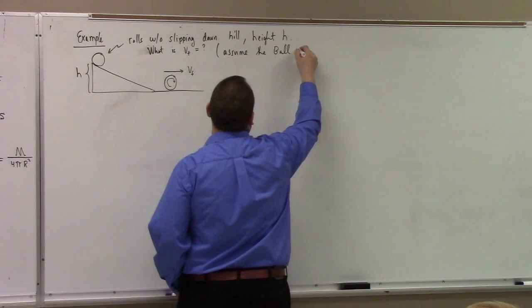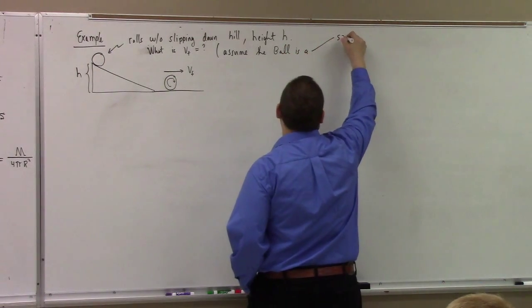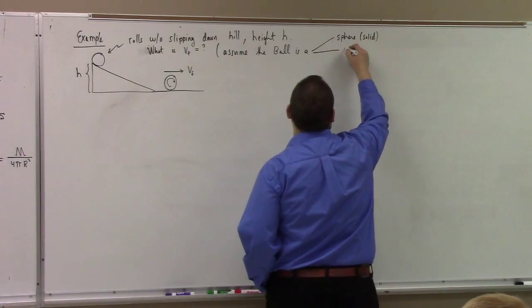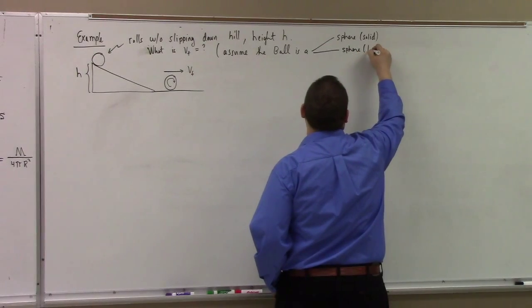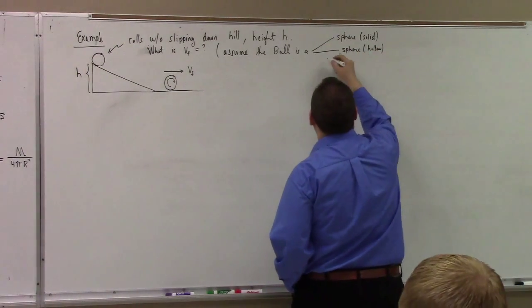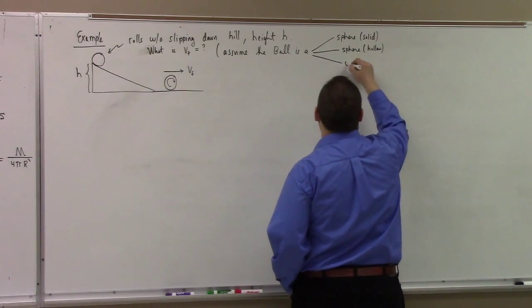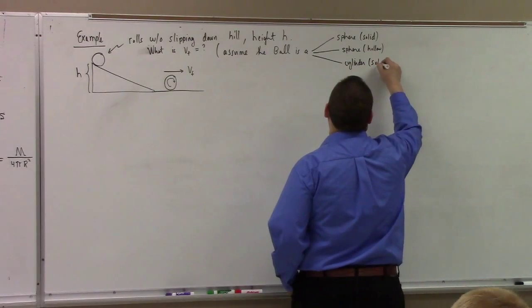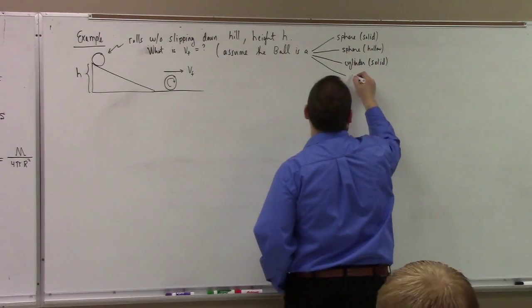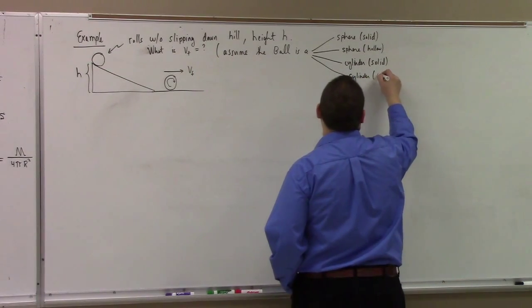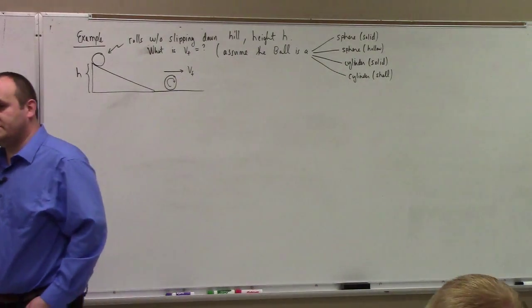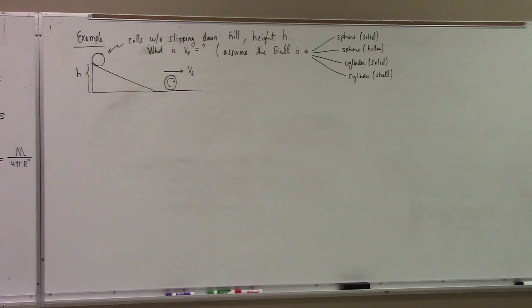Now you've got choices, right? You could say sphere, solid, like a bowling ball. You could say it's a sphere, hollow, like a basketball. You could say it's a cylinder, solid, or you could do shell. You could think about all these different cases. Each one of these different cases comes with a different moment of inertia. It's a slightly different problem.